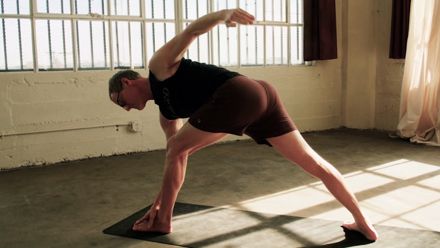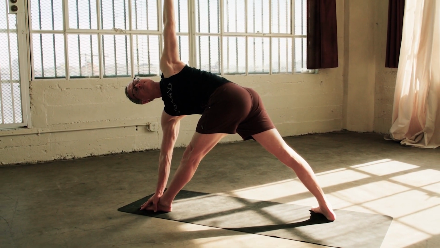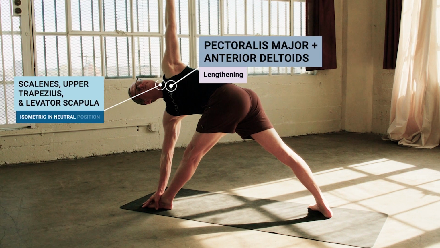Although the primary demands of this posture are on the back and the outside of the front leg, the upper body is also involved. Your pectoralis major and anterior deltoids are lengthening, and on the side of the neck, the scalenes, upper trapezius, and levator scapula are working isometrically in a neutral position.